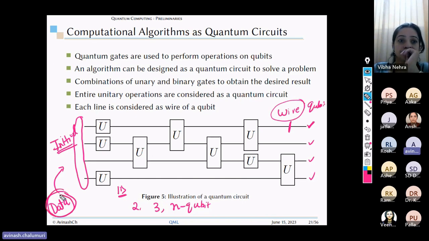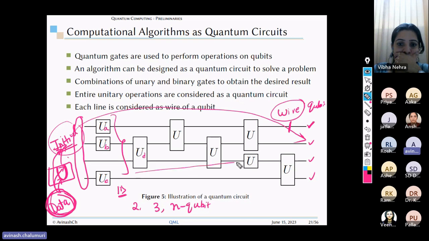Now you have some data and you convert this data to an initial state. There are operations to do that, I'll come to that. So you have some unitary operation that uses this data to prepare the initial state. Then you have multiple other unitaries like UA, UB, UC, UD, and so on, to convert this initial state to some other state at the end.